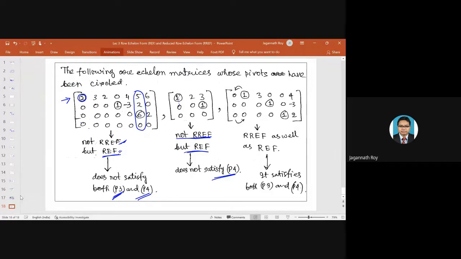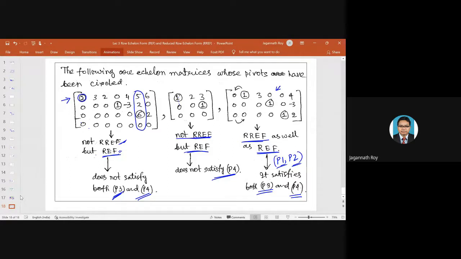This particular example is both RREF and REF. It satisfies both P3 and P4, and it also satisfies P1 and P2. Property 1 and property 2 are also satisfied.